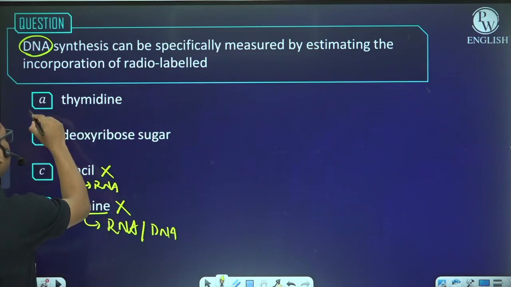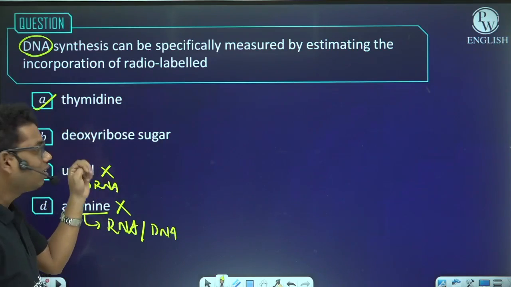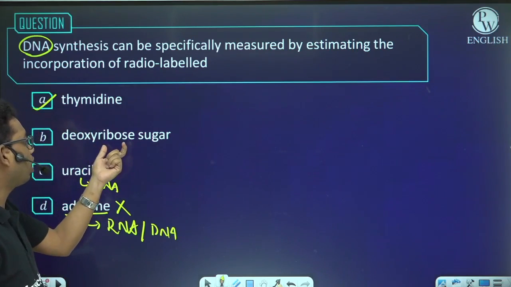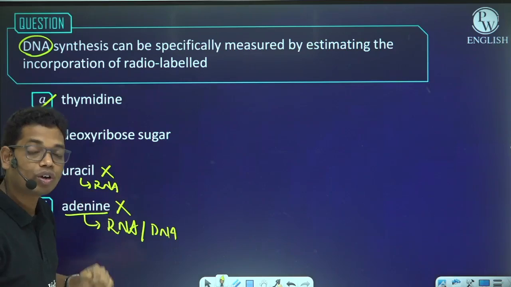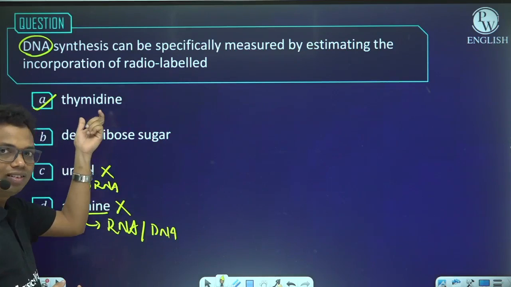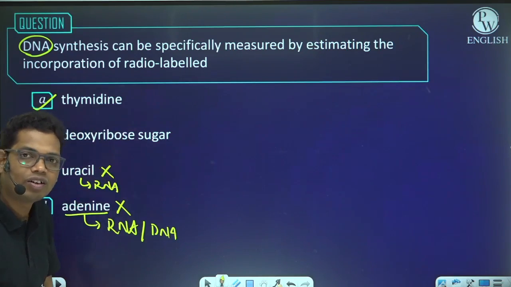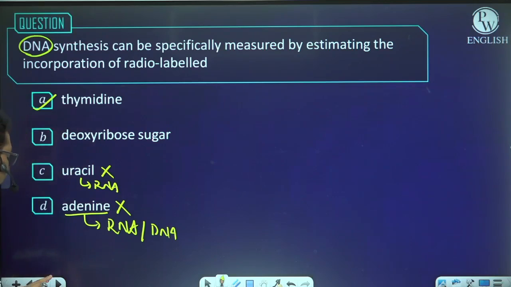I should use thymidine. Why? Because the amount of thymidine is less and the amount of deoxyribose sugar is more. So if I want to label a DNA molecule properly, I should use thymidine, because a smaller amount of thymidine is sufficient to label the DNA molecule. So the answer is thymidine.